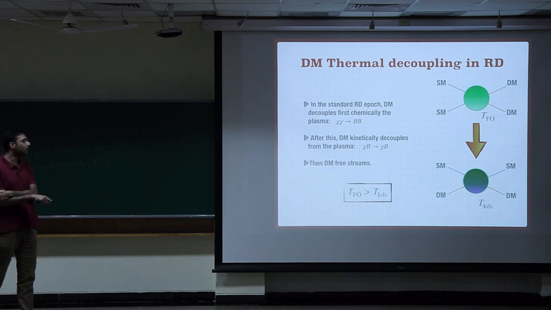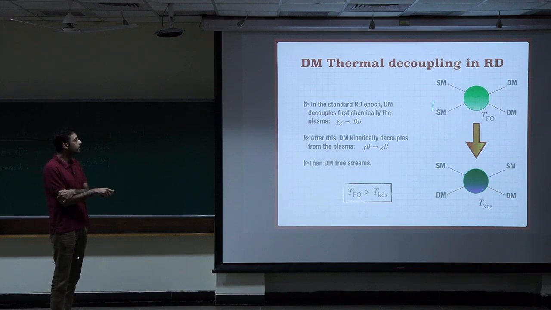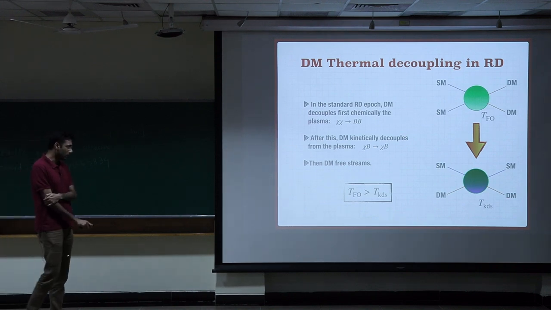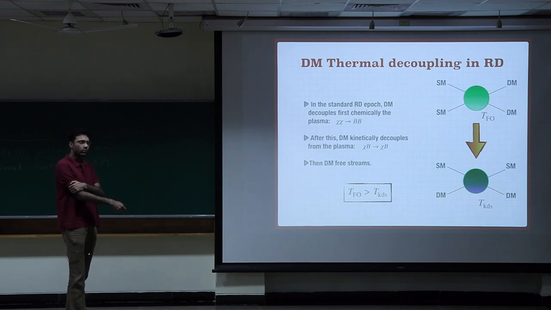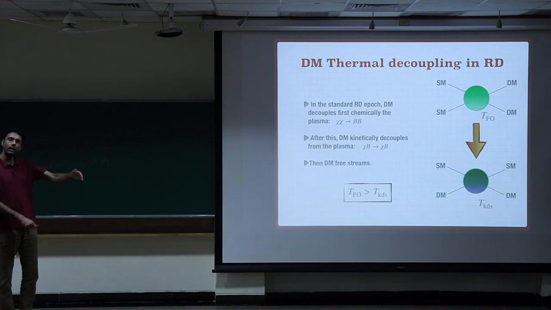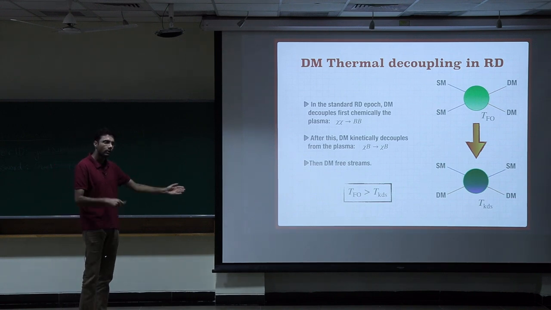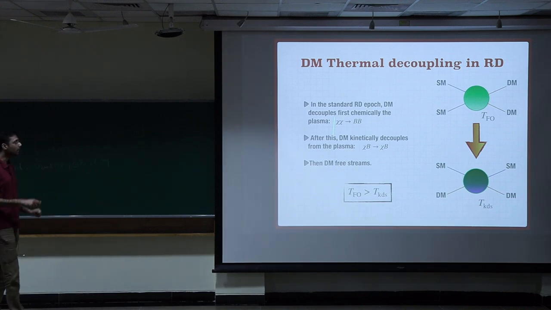And in a simple picture where the interaction governing the freeze-out also governs the kinetic decoupling, one can directly show, this is a back-of-the-envelope estimate, that the freeze-out always precedes the kinetic decoupling. So always first freeze-out, then kinetic decoupling. Now this is in a standard radiation picture.